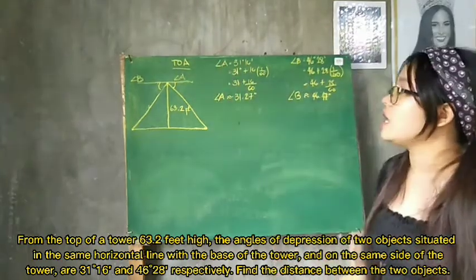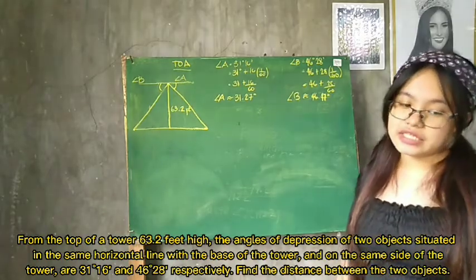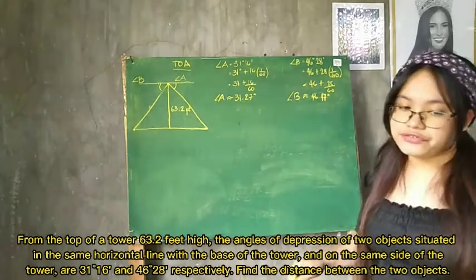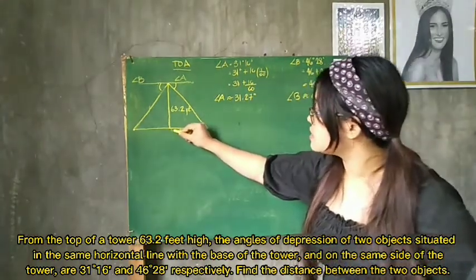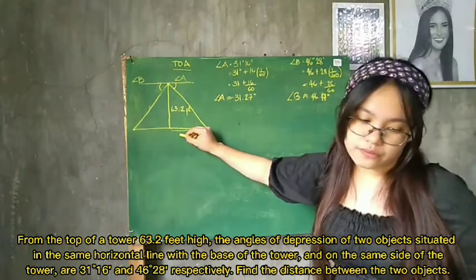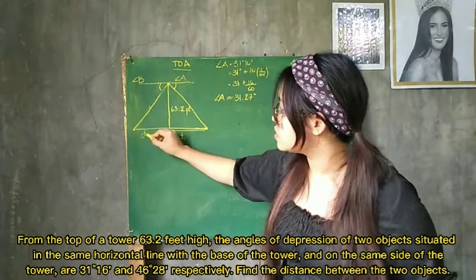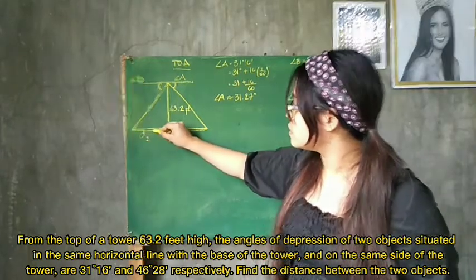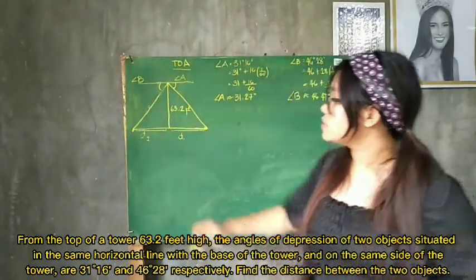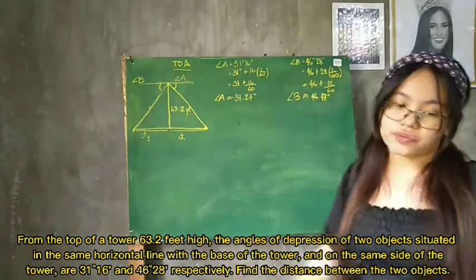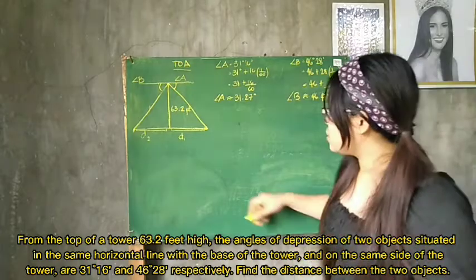So we are going to use the tangent, and it is opposite over adjacent. So let's say that this is the distance 1 and the distance 2. So this is the distance. The object is here. So first, let's find the distance of 1, the first distance. So we have tangent.